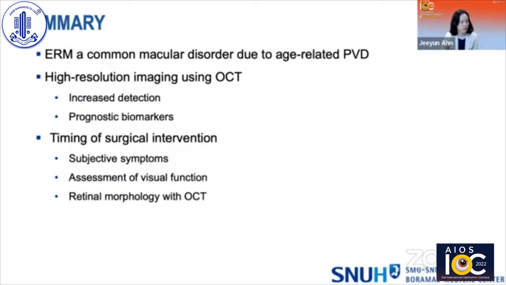The surgeon should consider the patient's subjective symptoms, assess visual function, not just visual acuity, and obtain objective analysis of changes in retinal morphology using OCT imaging, and also discuss with the patient in detail the benefits and limitations of surgery before making a decision.